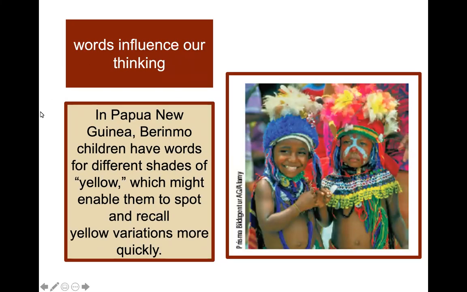Another example, in New Guinea, children in a certain tribe have words for different shades of yellow, which might enable them to spot and recall yellow variations more quickly. So words do seem to influence our thinking.